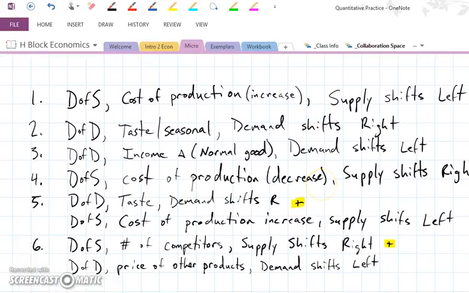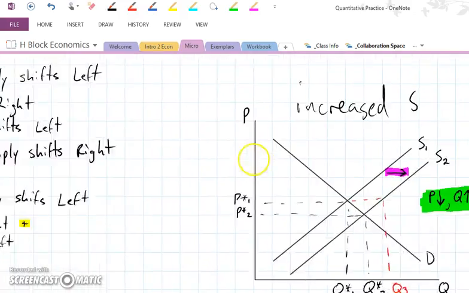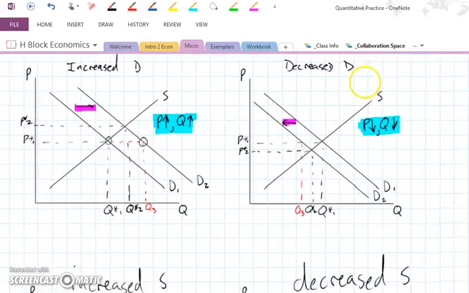So again, this is a determinant of demand. It's a change to income. Remember, our little delta sign there means change. Keep in mind it's a normal good, not an inferior good. So demand is going to shift to the left. And as always, we see the same thing, demand shifting to the left.